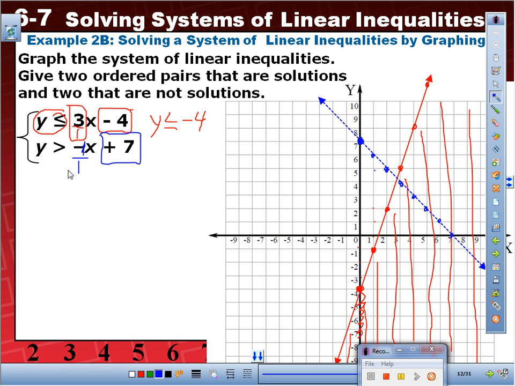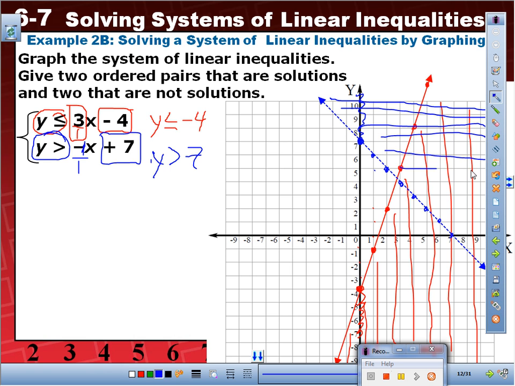And let's shade. I need this part. Y is greater than 7. What numbers are greater than 7? 8, 9, 10. So all of these above this line. Everybody see that? And where do they intersect? Do you see the intersection region? Yes, which is all this.